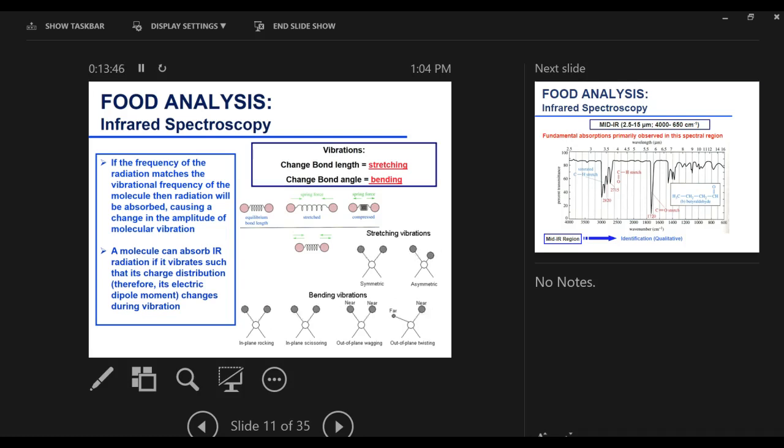So again, there are only allowable vibrational states, so it only absorbs the radiation if it's within its allowable vibrational state.